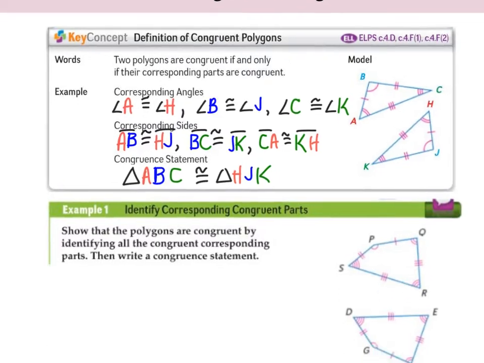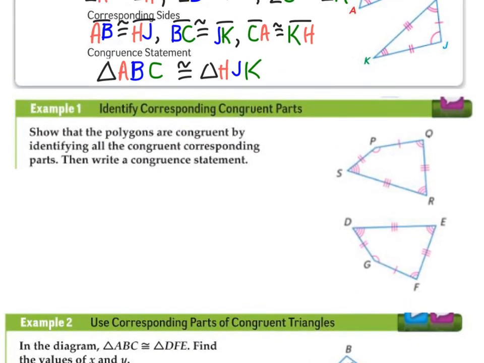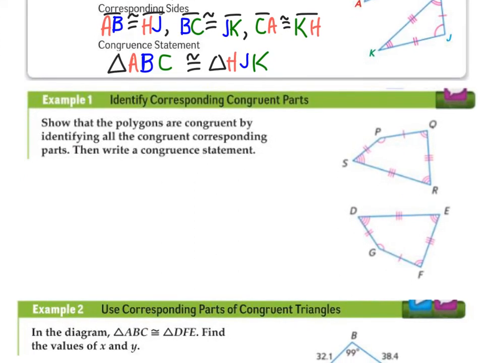So example 1, identify corresponding congruent parts. It says show the polygons are congruent by identifying all the congruent corresponding parts, basically all the parts that match. Then write a congruent statement. Remember this is your congruent statement. So I personally like to start in alphabetical order. Sometimes your arcs will be singular, sometimes they're not, but personally, I just like looking at the alphabet first if I can.